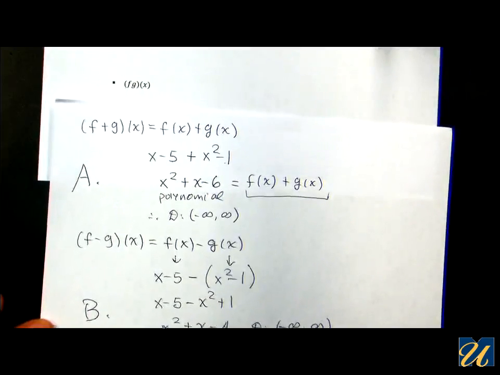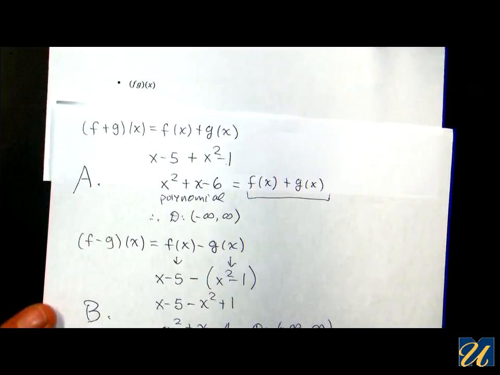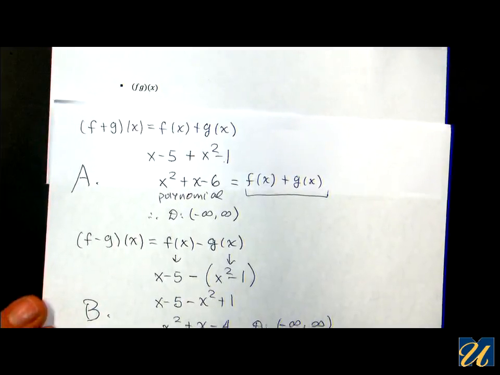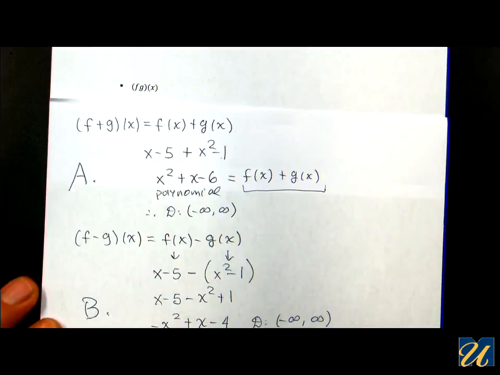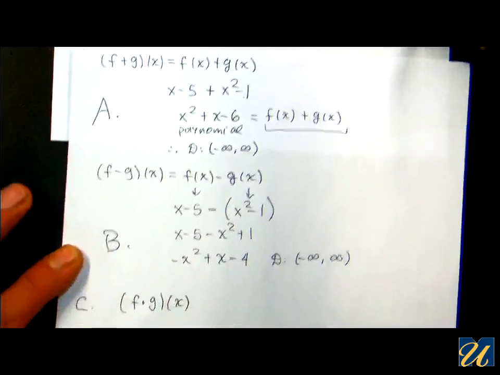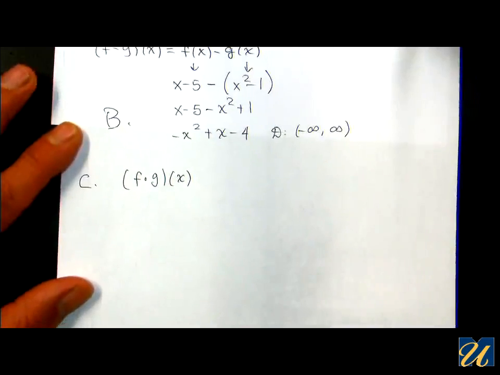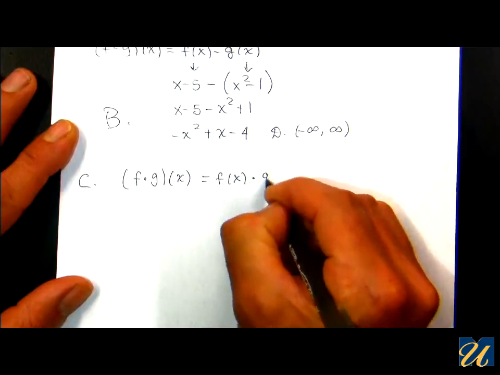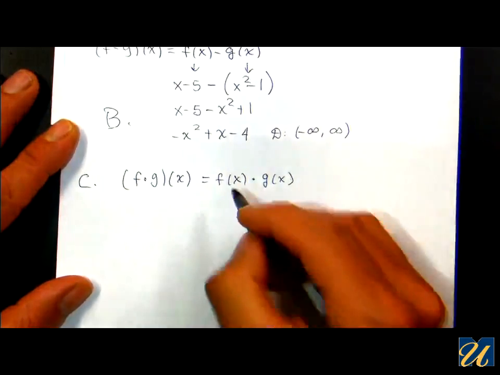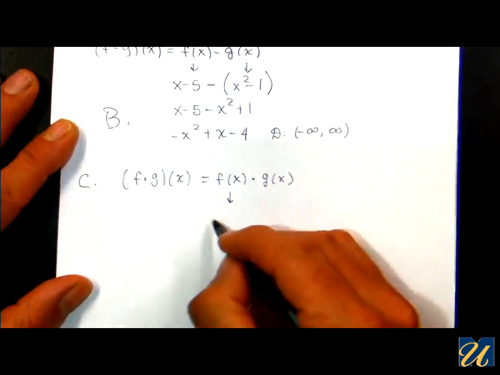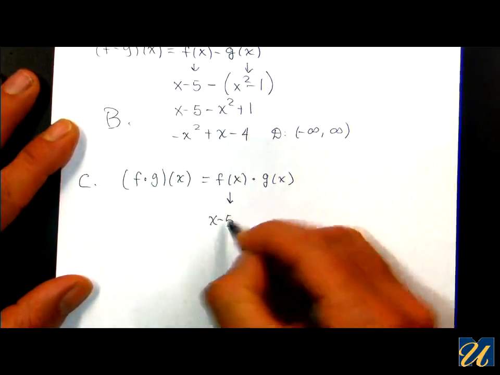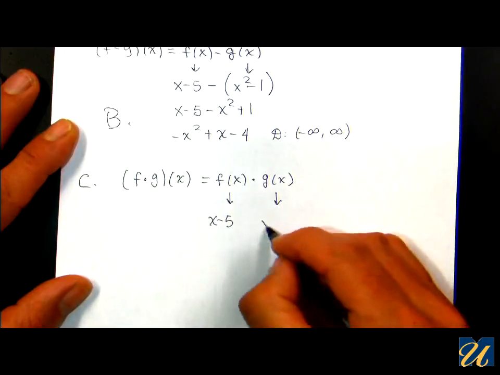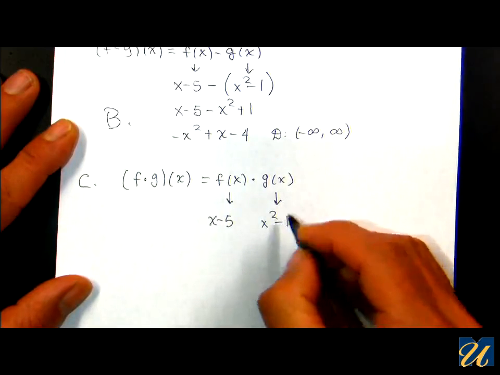What do we have for part C? Part C, we have the product of the two functions. Okay, f times g of x. So let's do part C. We want f times g evaluated at x. This means f of x times g of x. And yes, write down the function f of x. Yes, write down the function g of x and multiply them.